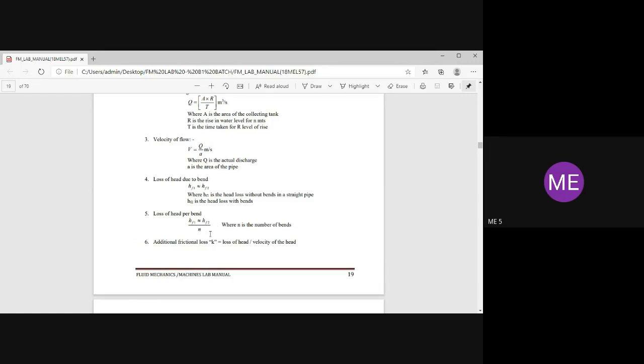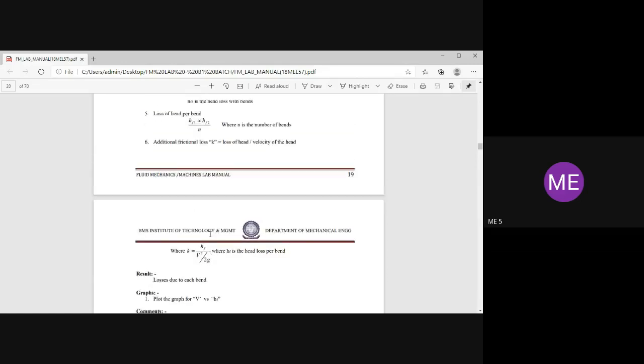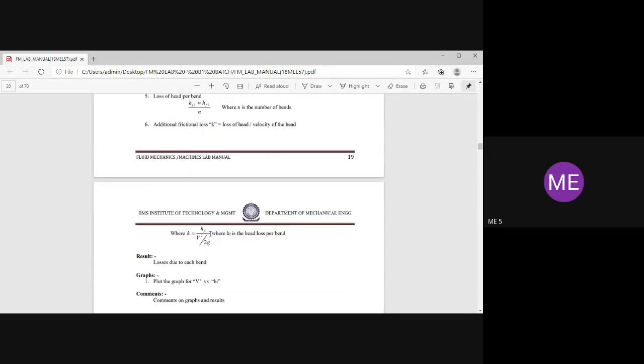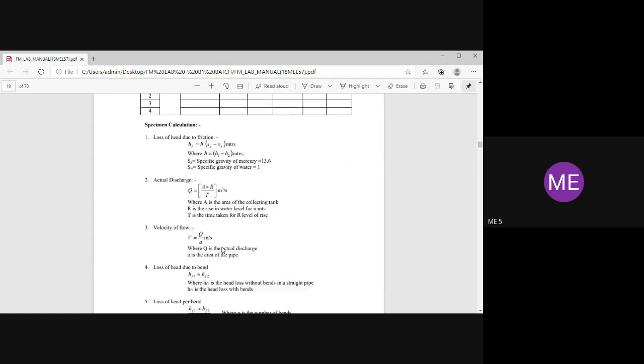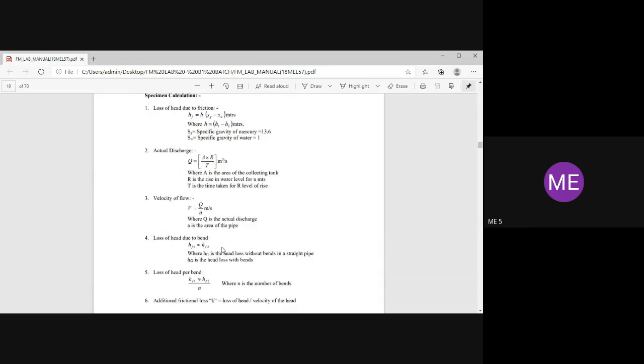Then additional friction. After calculating this, we have one more formula, where the parameter K is HF divided by V square by 2g. This is one additional thing you have to calculate. HF is the head loss per bend, and V square is the velocity of fluid flow, divided by 2 times acceleration due to gravity. So the procedure is exactly the same. No change in the procedure.